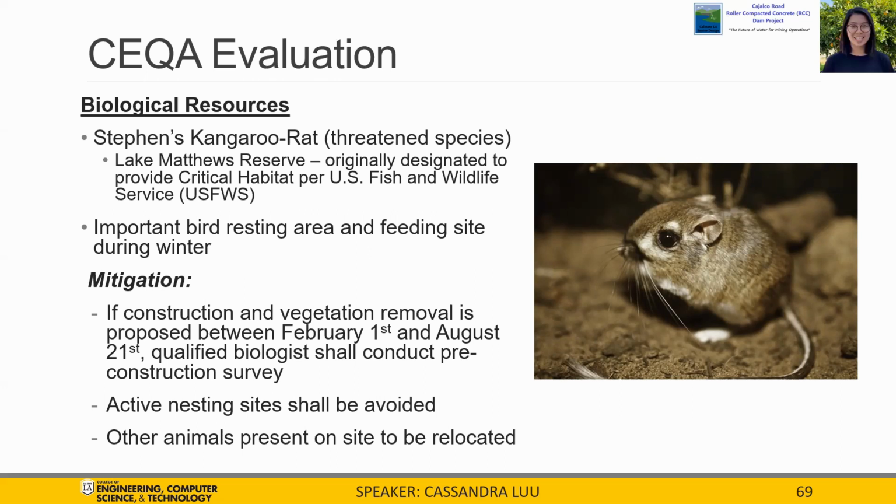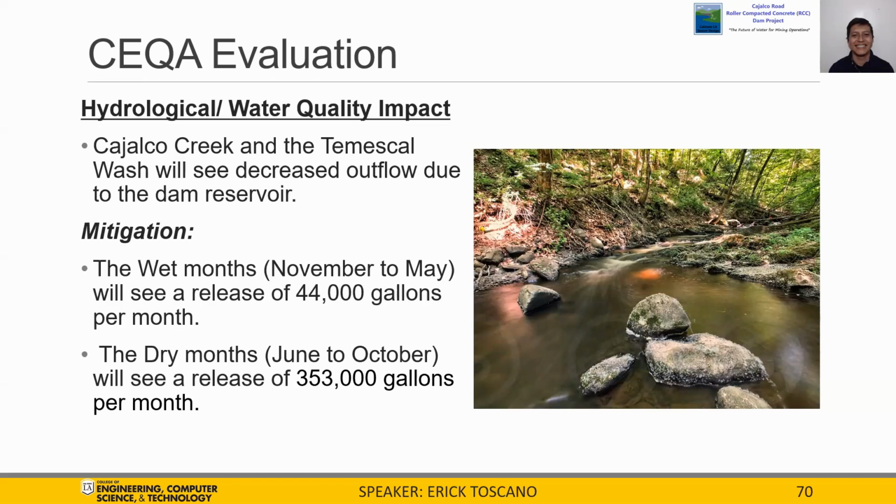The mitigation measures for the biological resource is to have a qualified biologist to conduct a pre-construction survey if construction and vegetation removal is proposed between February 1st and August 21st. Any active nesting site shall be avoided until adults and youngs are no longer present on site. As for the other animals, such as the Stephen's kangaroo rat, they will be captured and relocated. Perhaps the most significant environmental impact is the hydrological impact.